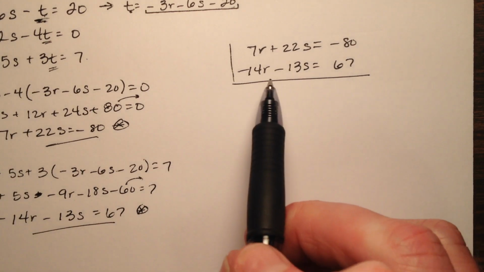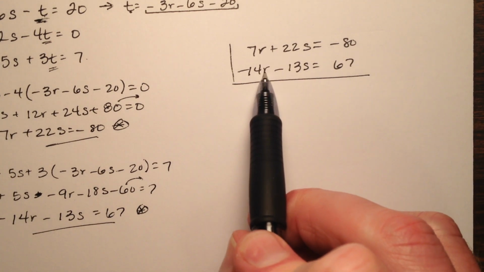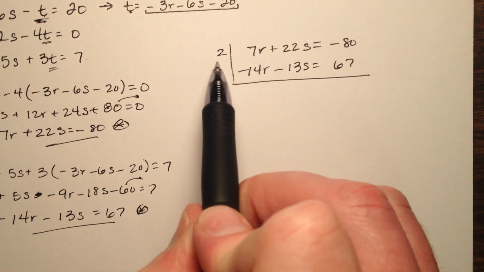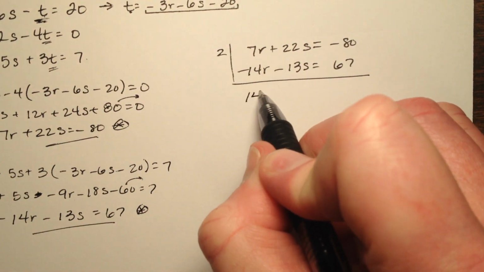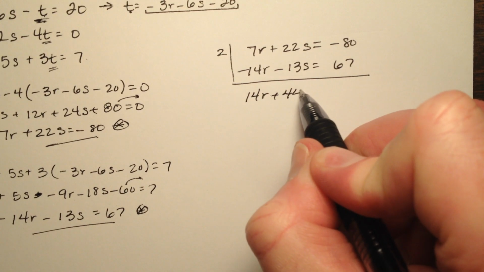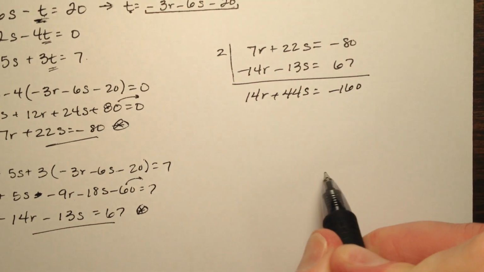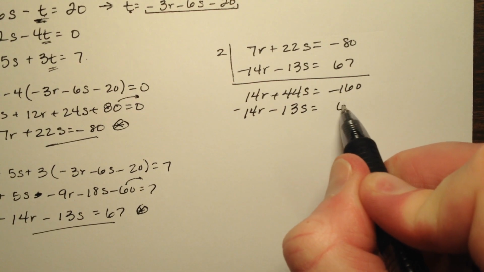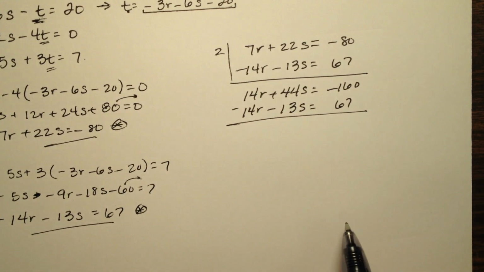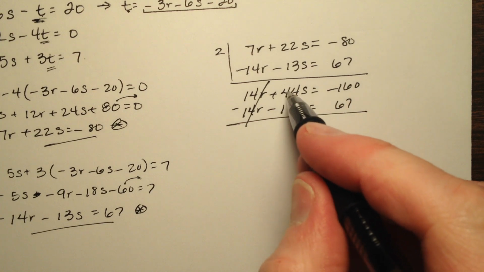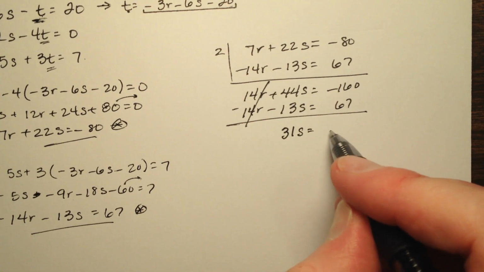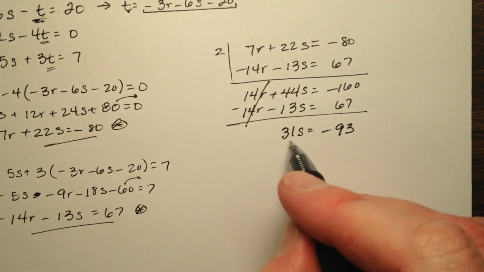Well, this doesn't look too bad because it looks like my r's could almost cancel out the way they are. I just need to multiply the top equation through by a 2. So 14r plus 44s equals negative 160. The second equation is left unchanged. So what it looks like is my r's are going to cancel, and my s's are going to be 31s, and that's going to equal negative 93.